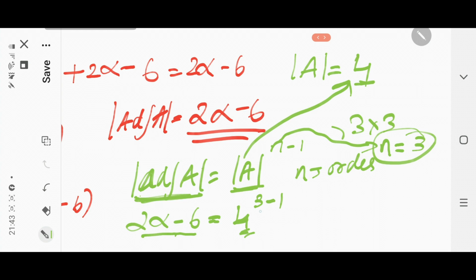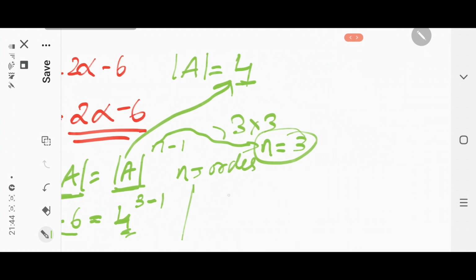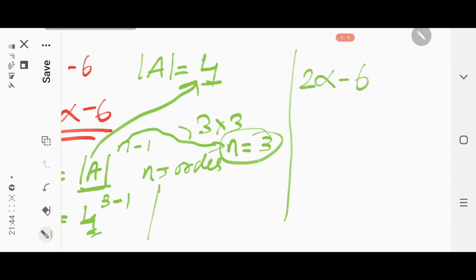That means it is 3. Therefore, it is 3 minus 1. Therefore, you can write as, what is the answer you get here? 2 alpha, I'm writing here. Therefore, 2 alpha minus 6 is equal to 4 raised to 2. That means 2 alpha minus 6 is equal to 16.